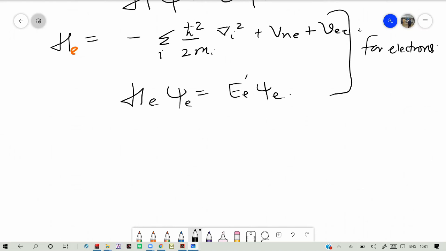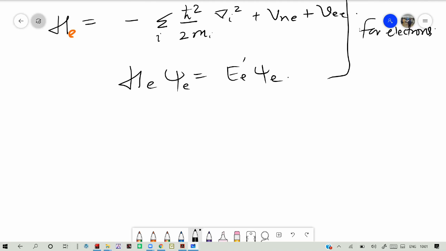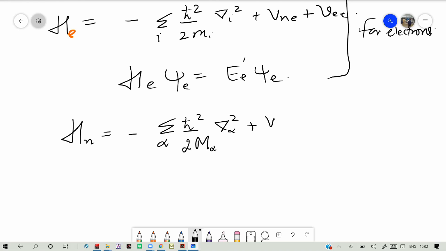Now, is it okay up to here? Yes, sir. Okay, good. Now, the remaining part will correspond to the nuclei, and we have a Hamiltonian for the nuclear part, which can be represented by Hn, which is minus h cut square summation over alpha divided by 2m alpha del square alpha, plus Vnn. The total H will now be equal to He plus Hn.